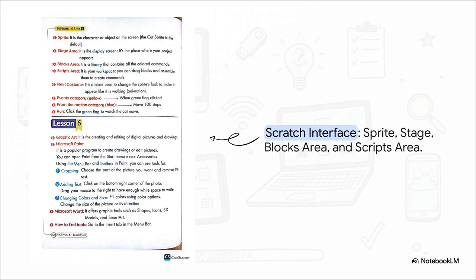Burn this visual of the Scratch interface into your brain right now. You have got to know where things are located. The sprite is your character on the screen. The stage area is the display screen where the action actually happens. The blocks area has all your colored commands. And the scripts area, that's your main workspace where you drag and assemble those blocks to make things work.